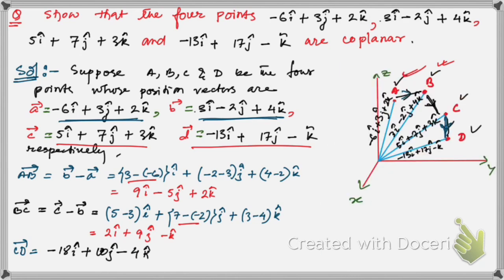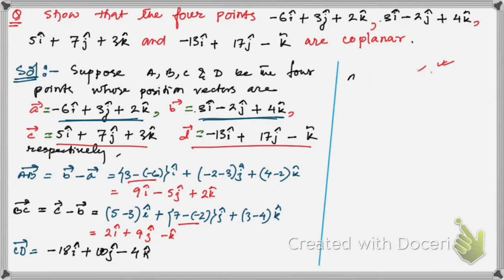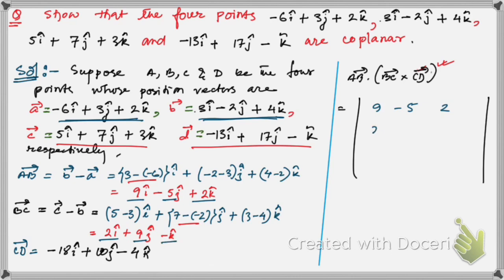So let me clean this figure. I have drawn this figure only to explain. This is not necessary, so let me clean it. Now let's find AB vector dot BC cross CD vector. Using determinants you can find it. Your A1, A2, A3 will be 9, minus 5, 2. And B1, B2, B3 will be 9, minus 1, and C1, C2, C3 will be minus 18, plus 10, minus 4. So let's determine this determinant.